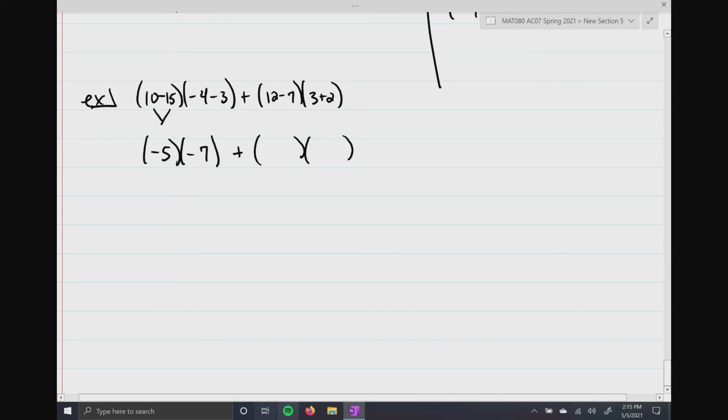I'm going to do the same thing on the right-hand side. 12 minus 7 is 5. 3 plus 2 is 5. So from here, I can just do my multiplication now. Negative 5 times negative 7 is positive 35. Plus 5 times 5 is 25. Off to the right, I'm just going to add these two numbers together to give me 60.